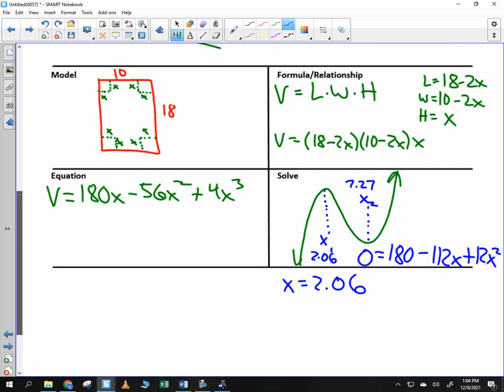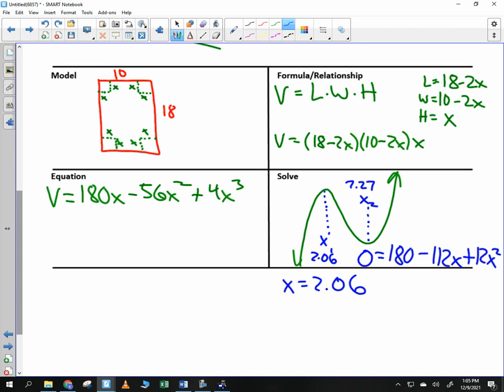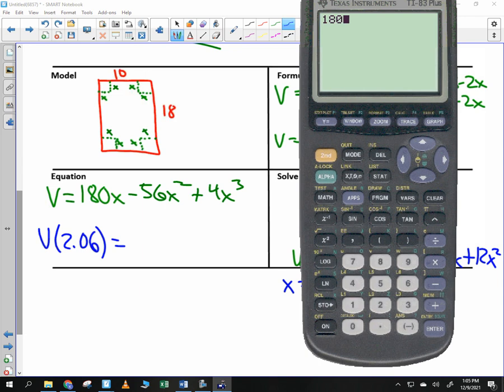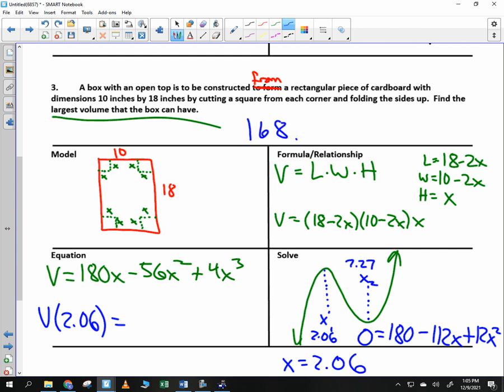Is that what the problem is asking for? What's the problem asking us to actually find? Given this, how do we find the volume? Plug it back in, right? So V of 2.06 is equal to, let's plug that back in. 180 times 2.06, minus 56 times 2.06 squared, plus 4 times 2.06 raised to the third. 168.13. So you can fit 168 cubic inches in there. That's good news. That's helpful for a business that's producing cardboard boxes.